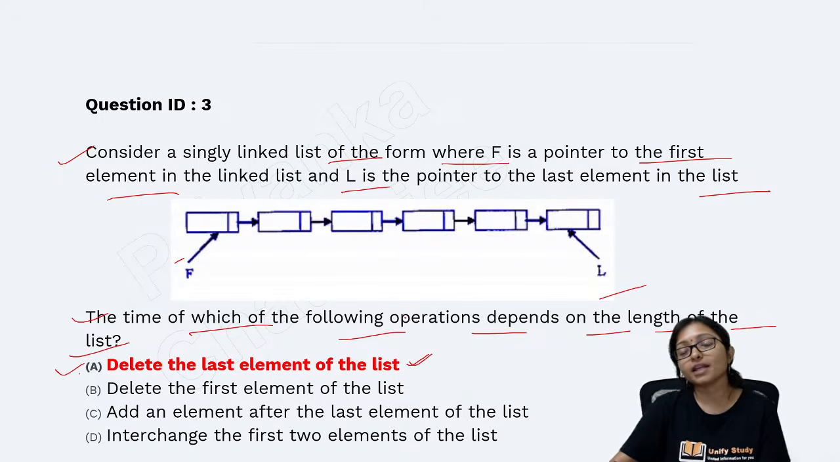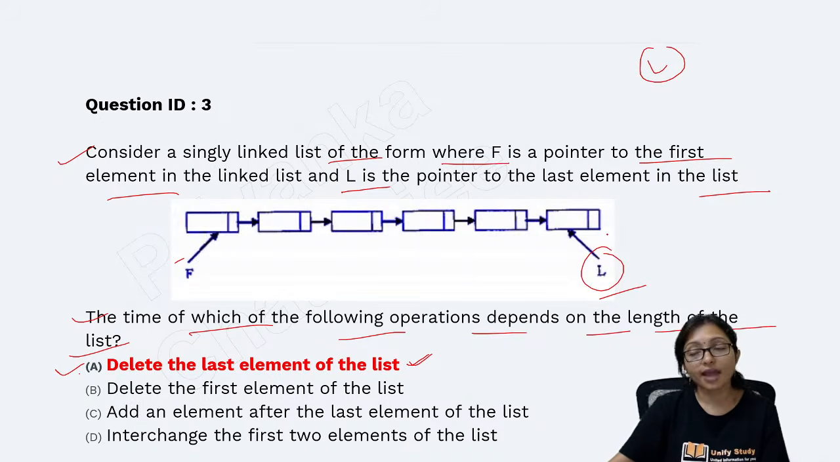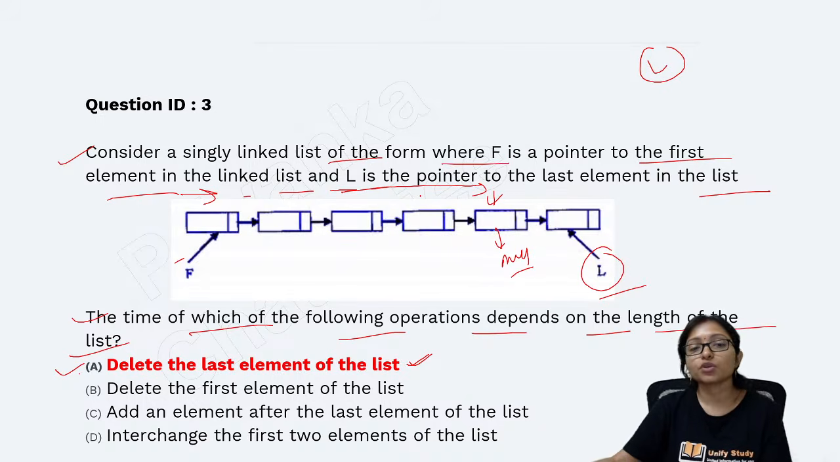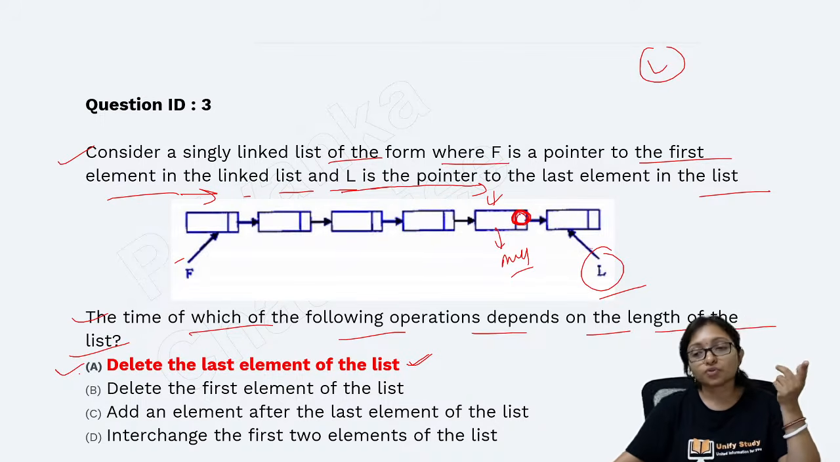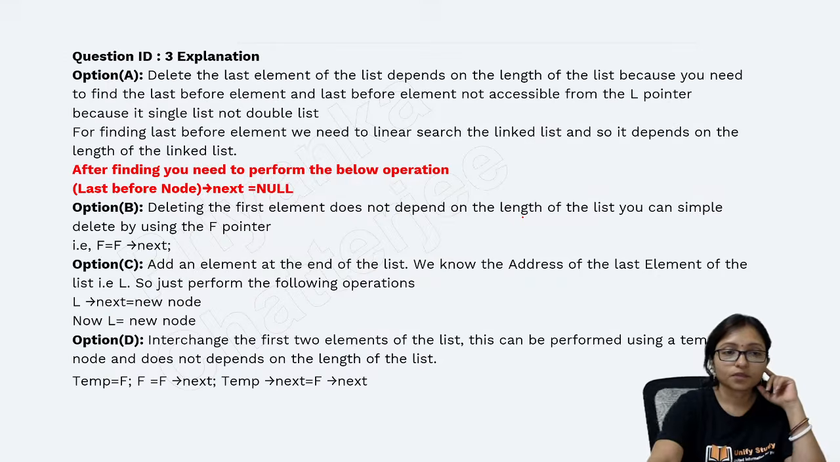Why? Normally you will think, ma'am, the last pointer is here, so directly I can delete. You can delete directly, but you need to update the last one to null. How can you update the last one to null? For that you need to traverse it. Otherwise how will it be updated? That's why you need to traverse, right? So that's why it depends on the length. If I am deleting directly, then this one will not be updated. I need to update the next to null, right? Otherwise it will not be the end. So for doing it, I need to traverse, and that's why the answer will be A here. Got it?